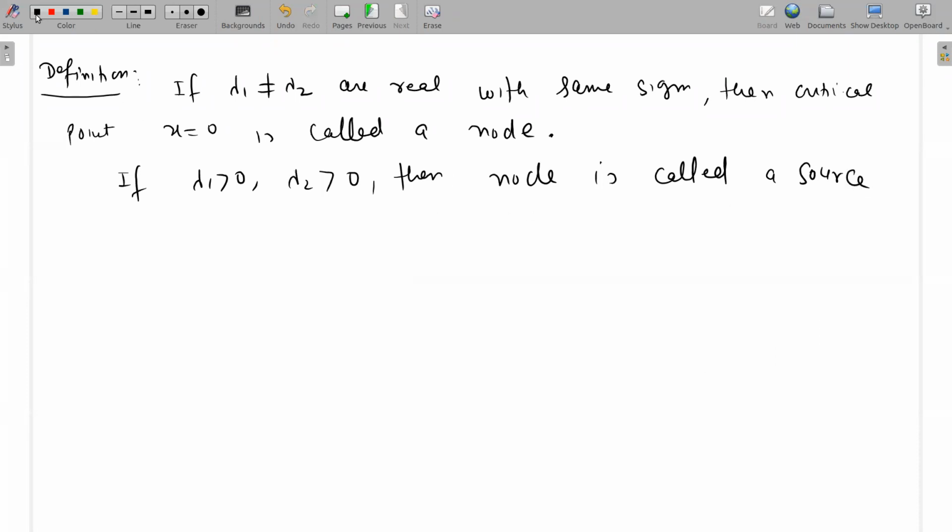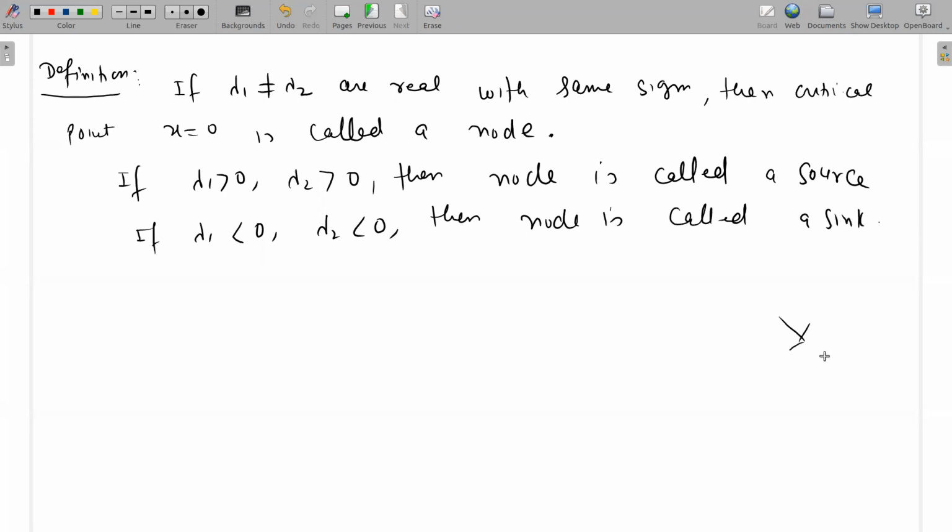अब सेकंड केस क्या हो सकता है, दोनों नेगेटिव भी हो सकती हैं. If both are negative, then node is called a sink. So everything will approach towards the sink. Okay, similar to kitchen sink. Source means away, sink means towards.